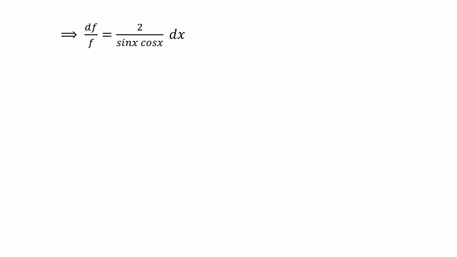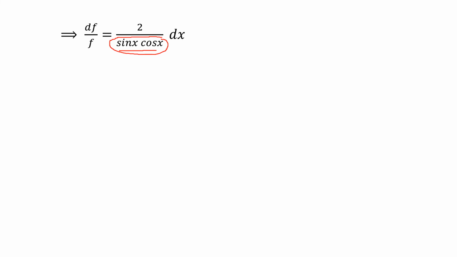You know that sin 2x is equal to 2 sin x into cos x. Therefore from that formula sin x into cos x can be written as sin 2x by 2. Therefore you can replace sin x into cos x by sin 2x by 2 and you can try that one also. But we shall try in another way.